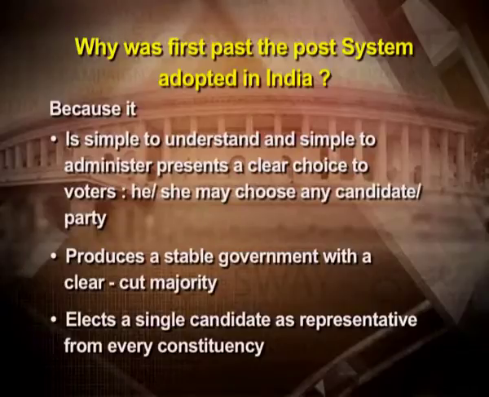Secondly, it produces a stable government with a clear-cut majority. Proportional representation may not lead to stability. Stability will be achieved in a first past the post system even with a coalition. Even if no party gets a majority, the coalition will have a clear-cut majority. You cannot have a minority government in a first past the post system. If a party or a combination of parties is in a minority, then that combination or that party cannot be the government. So, this gives a stable government with a clear-cut majority.